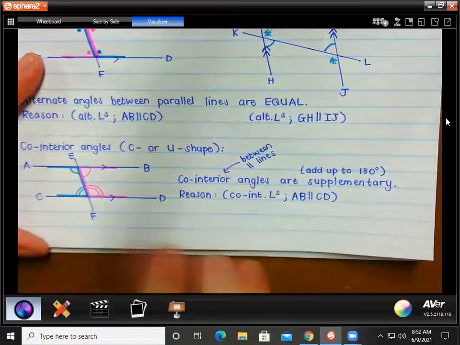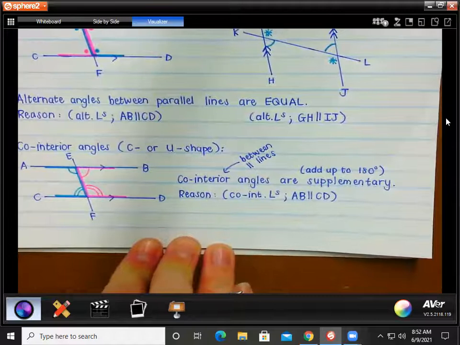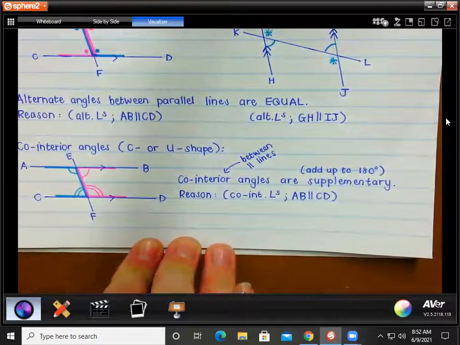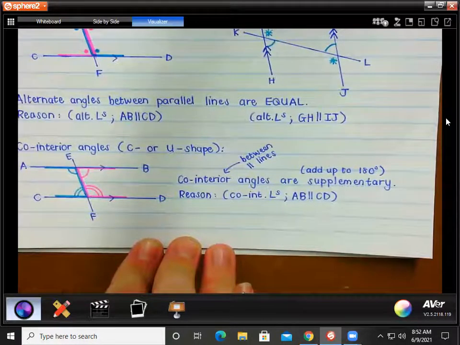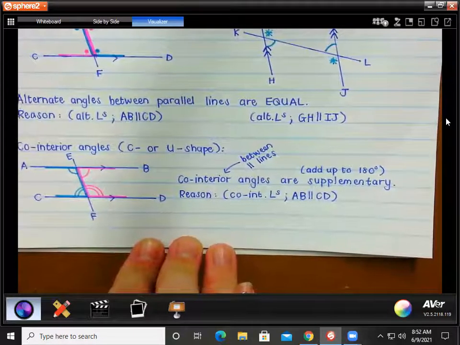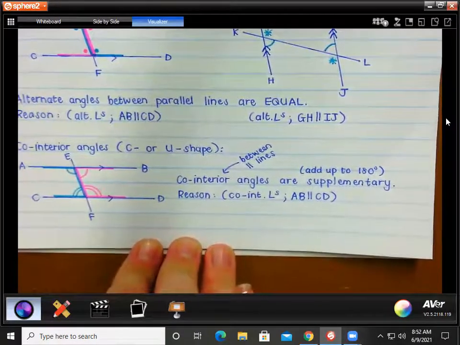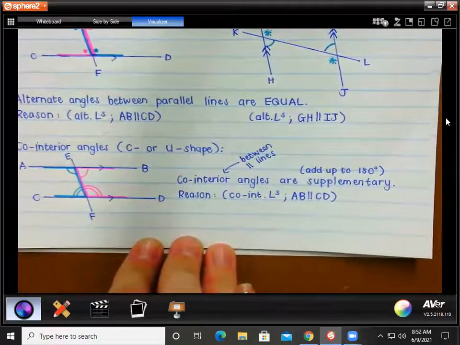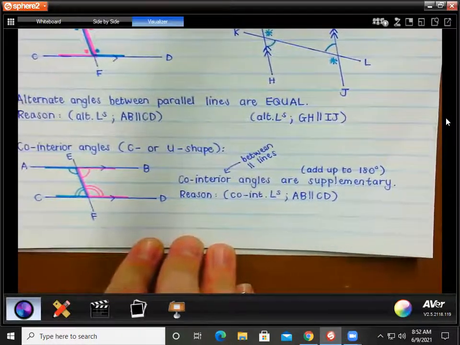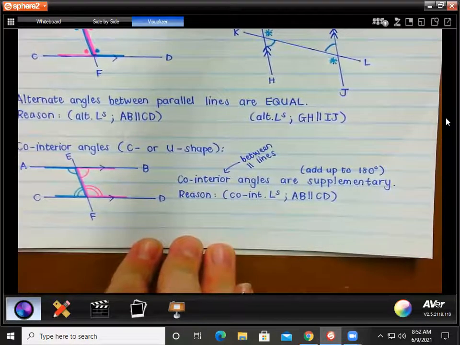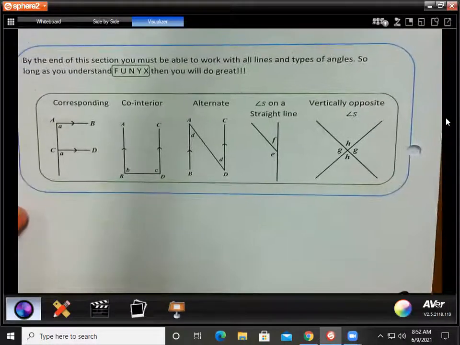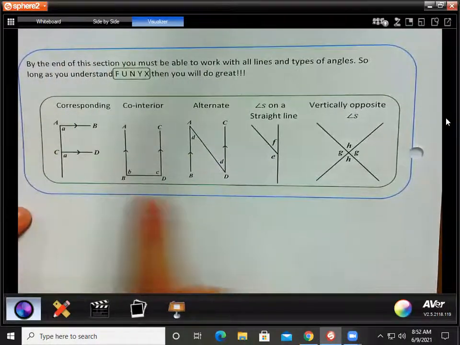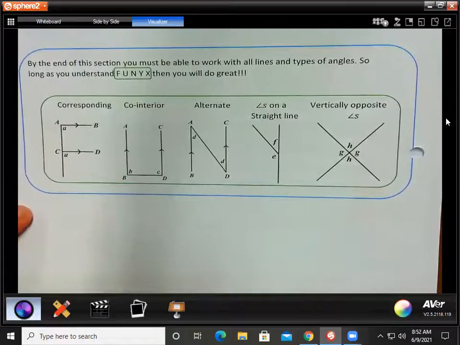Right. Now I want to show you a summary of the different angles that we've done now. It is also in the note, but I do want us to write it down. We've done 3 types of angles now where the rule only works if they lie between parallel lines. But we've also done angles on a straight line, and we've also done vertically opposite angles. So I just want to show you what this thing looks like. Funny X. Some people call it fuzzy X. I actually prefer fuzzy X, so that's how we're going to write it down.